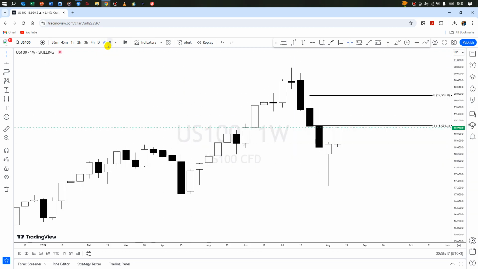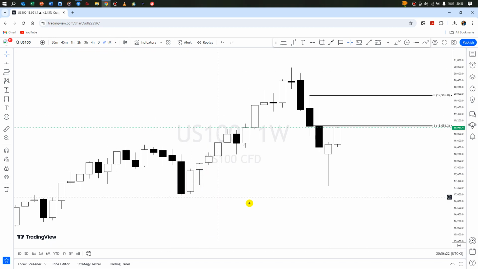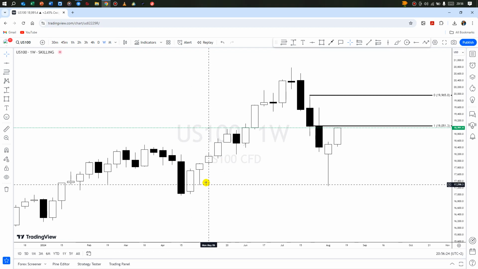But for now, we'll say that we are bullish on NASDAQ because price is rejecting from a monthly demand zone around this level here, and also a weekly demand zone, which is within our monthly demand zone, right? So you can see that NASDAQ is bullish.